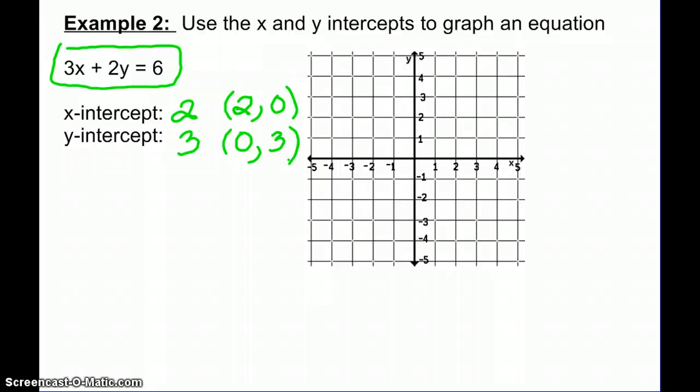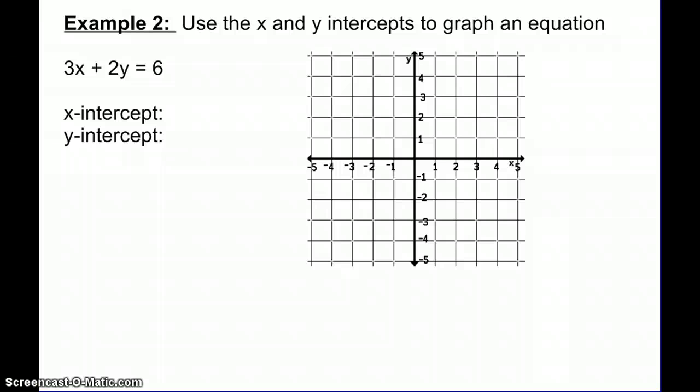So if we were to graph this line, it would intersect the x-axis at the point 2, 0, so this point here, and it would also intersect the y-axis at the point 0, 3. So there you have 2 points that are on the graph of this line, and so we can simply use those 2 points to graph our line. So use those points, and then just like you normally would, draw your line and put your arrows at each end.